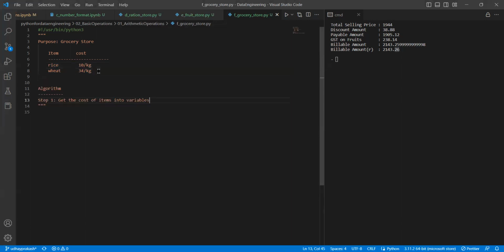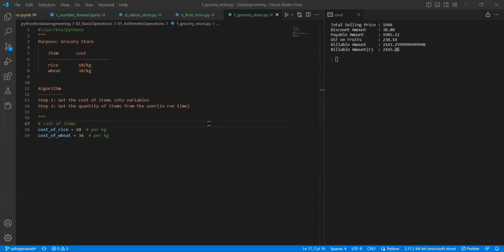So here also the first step is to get the costs into a variable. So fine, we can get it. Now, how about the quantity? You don't have a quantity. Then what is the solution? We need to get the quantity in some variable, at runtime. It means in the program we didn't hard code it, so we should get it from the user.